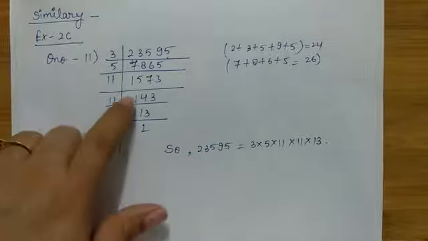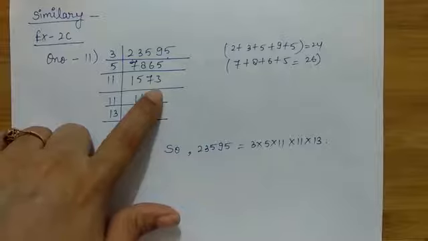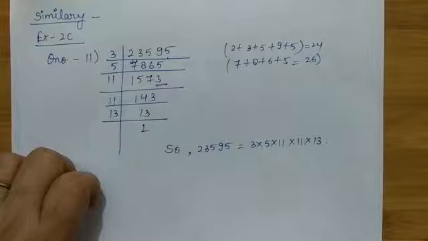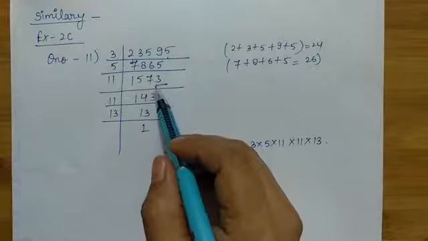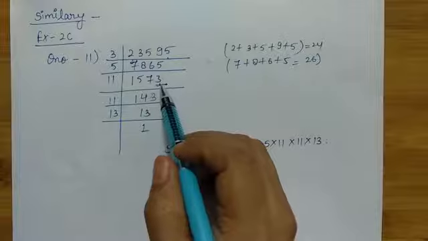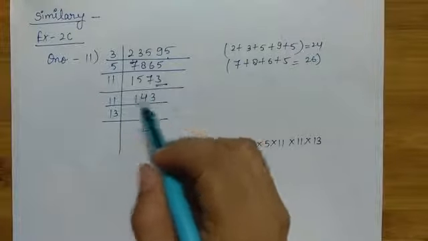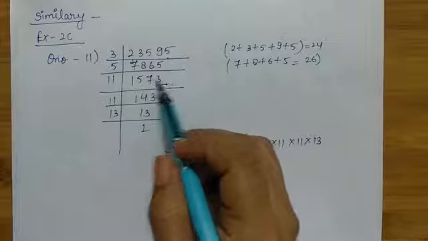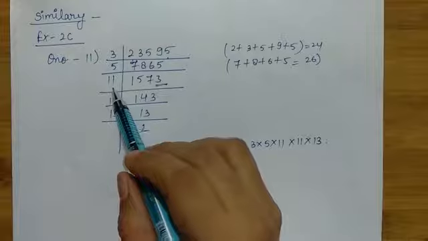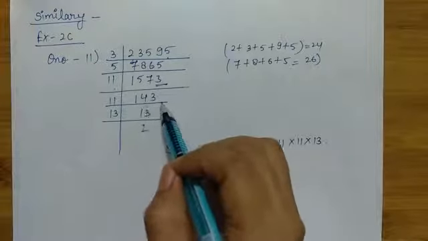And when we divided by 5, we got 1573. Now it is clearly showing that the unit digit is not 5 or 0. So we have to move further to 7. When we apply the rule of divisibility of 7, we found that it is not completely divisible by 7, so we move to the next prime number, that is 11. When we checked 11, it is completely divisible, giving 143.